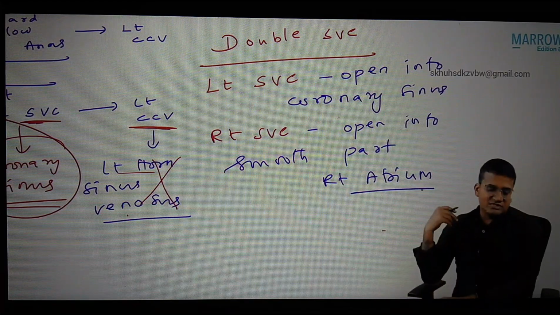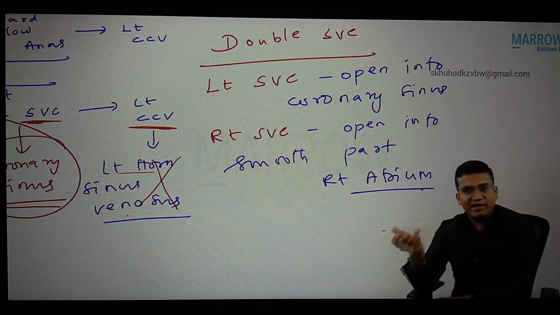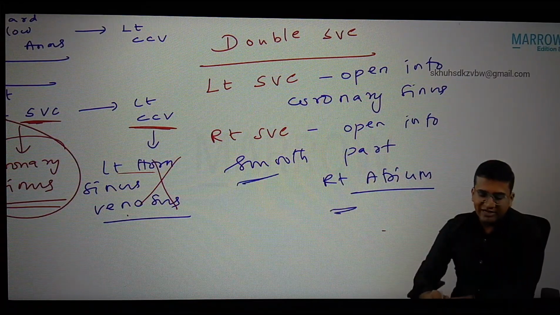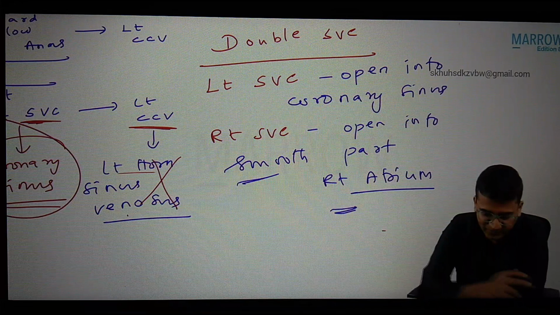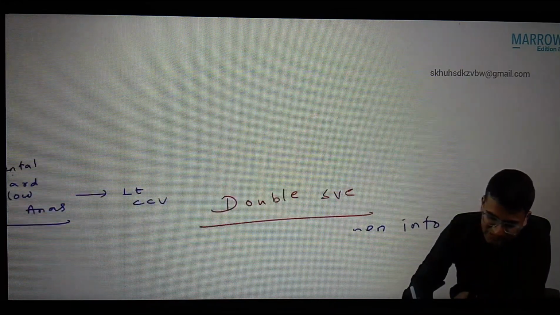Why, sir? Because the right common cardinal vein, right vitelline vein, and right umbilical vein open into the right horn. The right horn and body of sinus venosus form the smooth part of the right atrium only. I hope you know that. So this is about double superior vena cava. Okay, right. Now see the diagram.